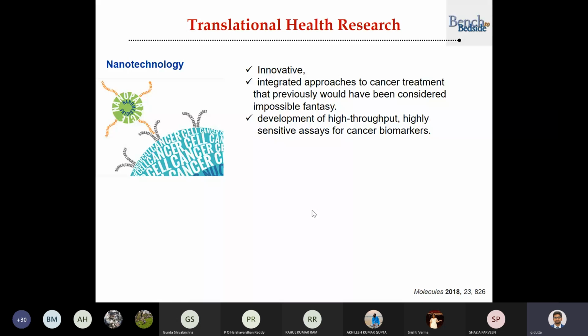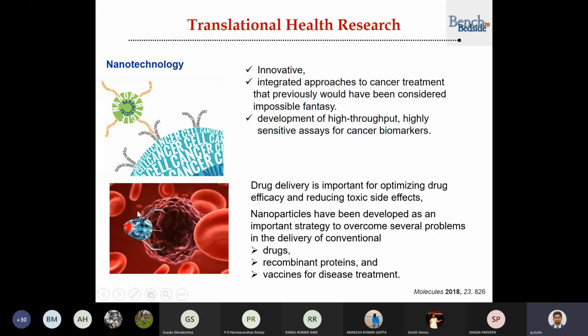First is nanotechnology. It is a very innovative technology. So we can easily integrate your approaches for different kinds of treatment, different kinds of drug delivery, and you can check their efficacy. We can develop very small nano machines, a very new drug delivery agent, and you can deliver your drug to the particular area where you need to deliver it. You can check their efficacy and their effect, and then you can take the decision on how effective your drug is.